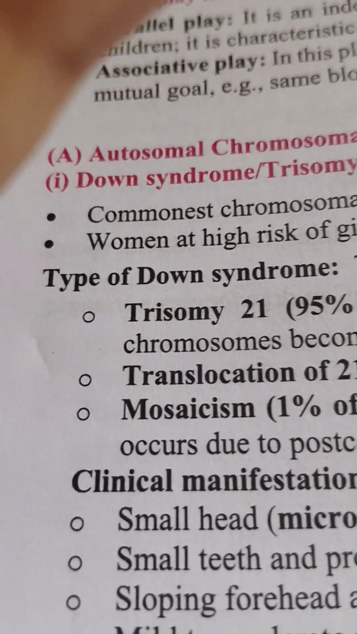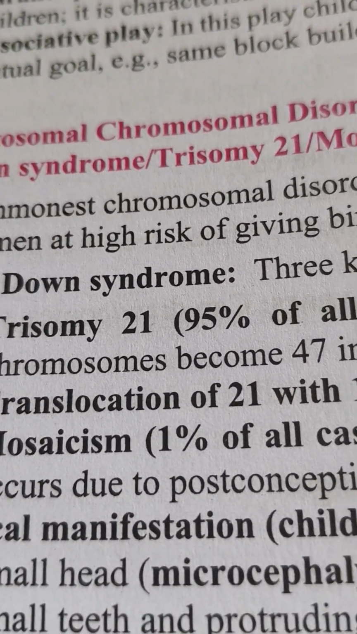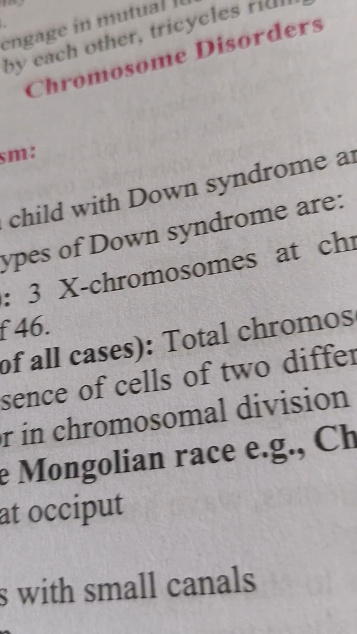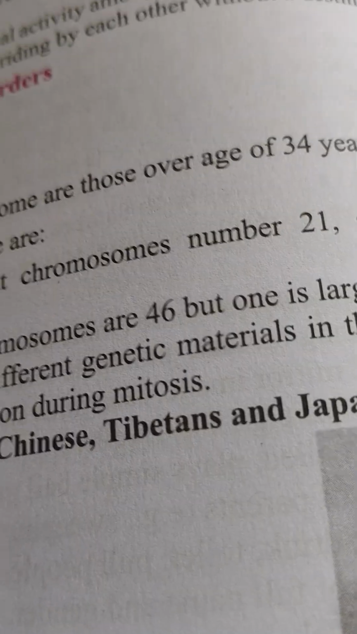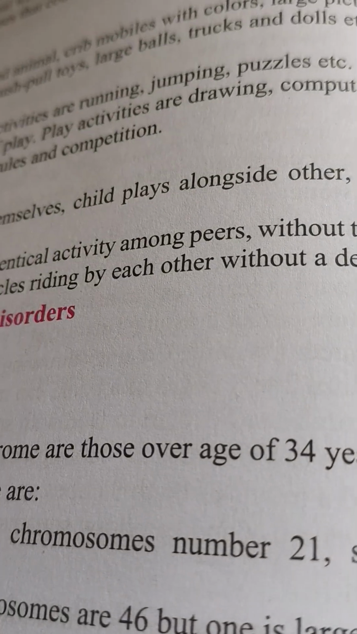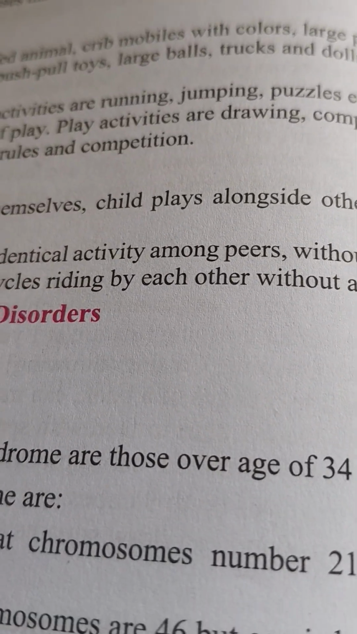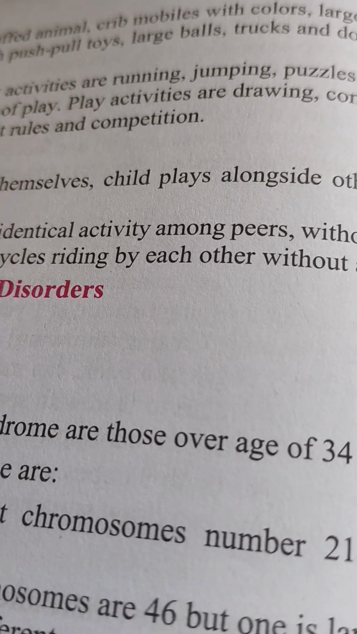Types of Down syndrome. There are a total of 3 types of Down syndrome. There is trisomy 21, which affects 95% of all cases. So there are 3 chromosomes at chromosome number 21. Chromosome number 21 is an autosome, and at that chromosome number 21 there are supposed to be 2 chromosomes.